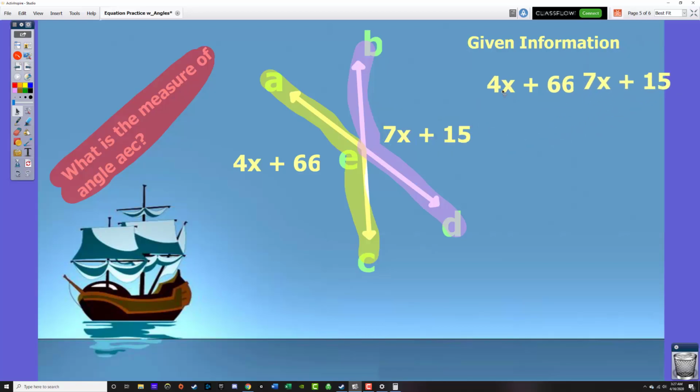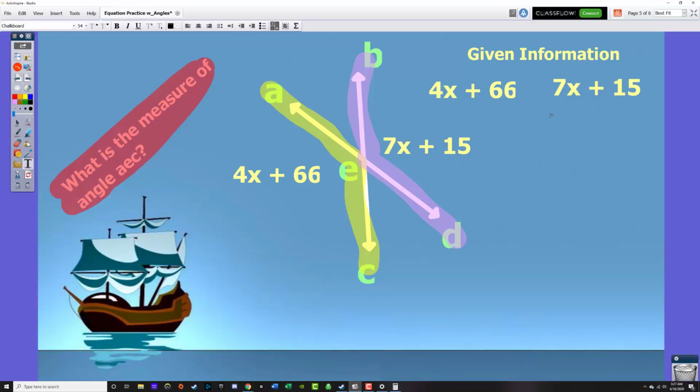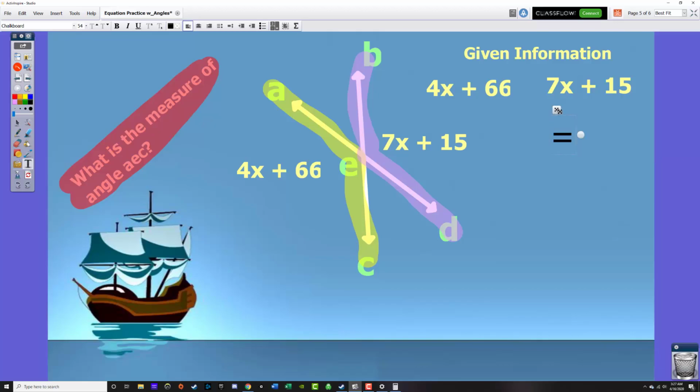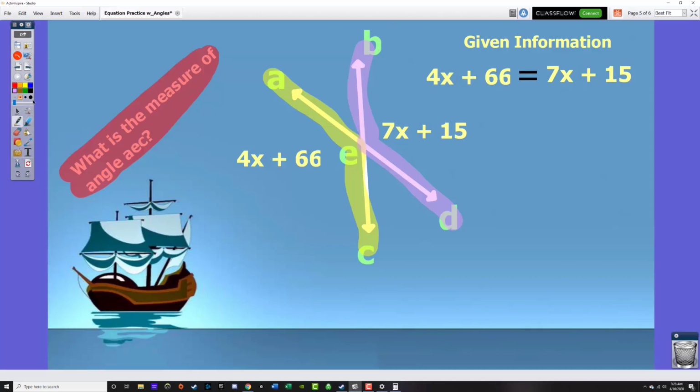So what we're going to do is set both of these expressions equal to each other, and then we are going to solve for x. So let's do that.